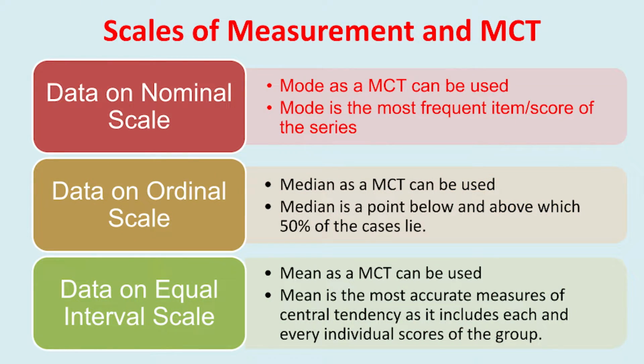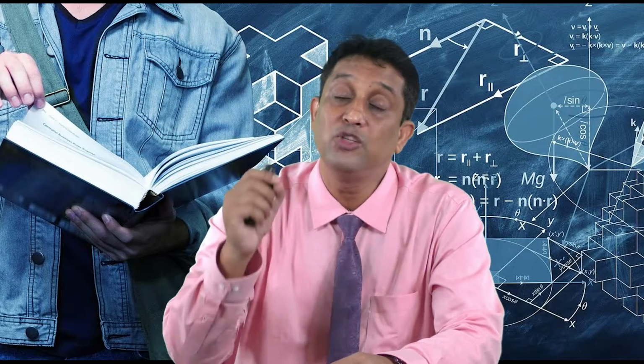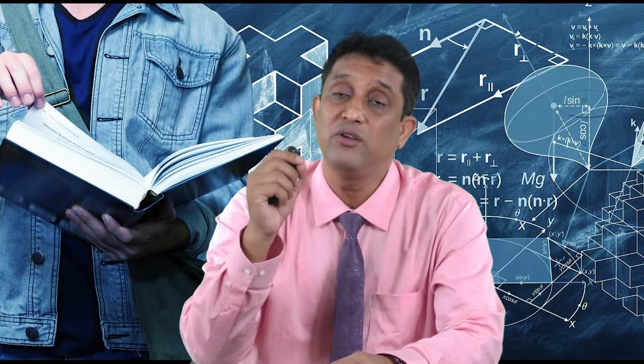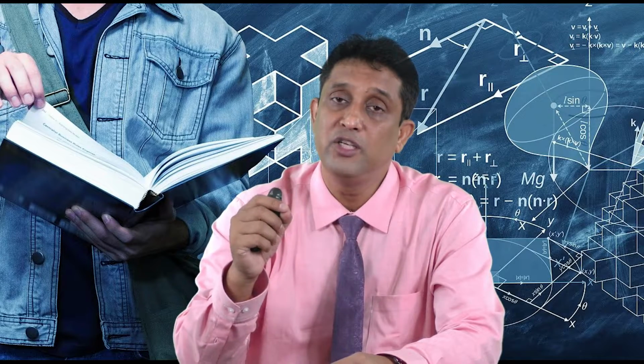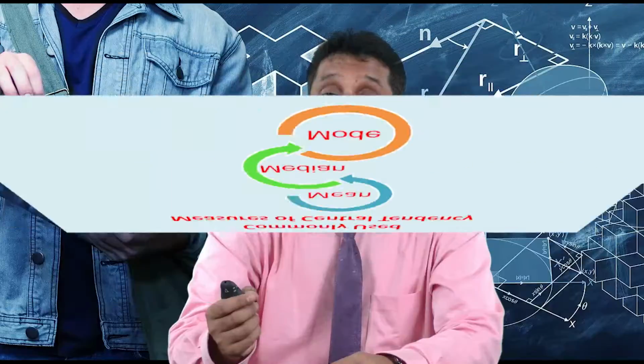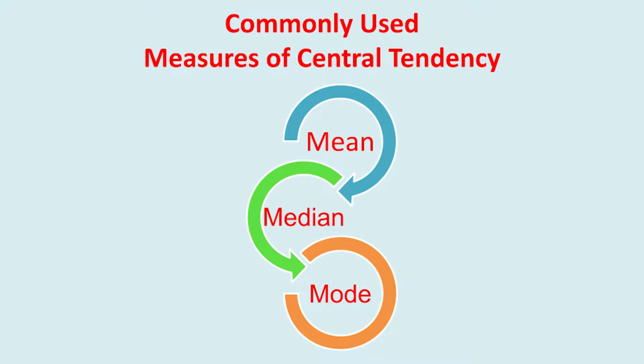Whereas so far as median is concerned, we can say that median is the midpoint. This is not simply a score. Median is the midpoint of the distribution, below and above which 50% of the cases lie, below and above which 50% of the items lie. So that's why median doesn't represent a score, rather we can say it is the midpoint of the distribution, and that equally makes the distribution into two halves, okay, two equal parts, 50% above the median point and 50% below the median point.